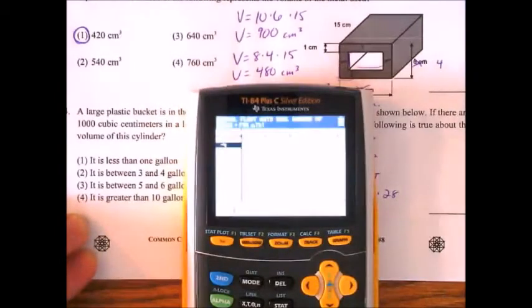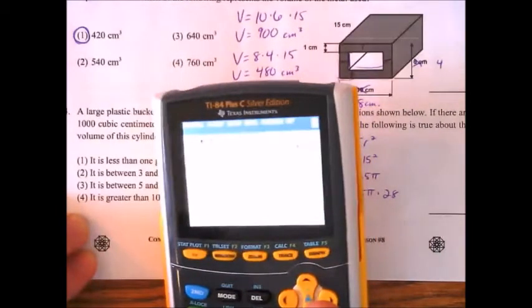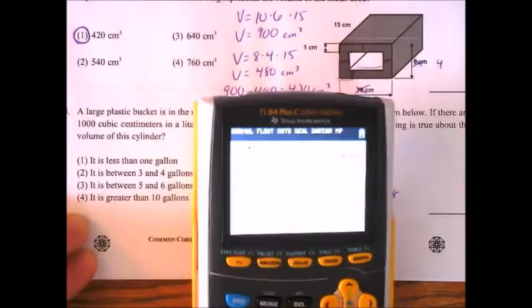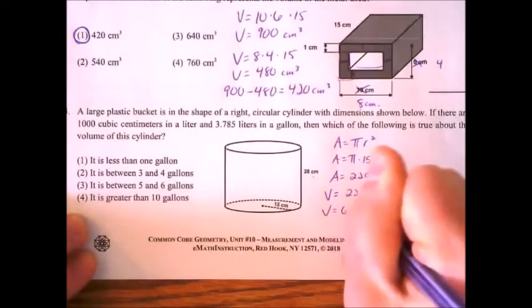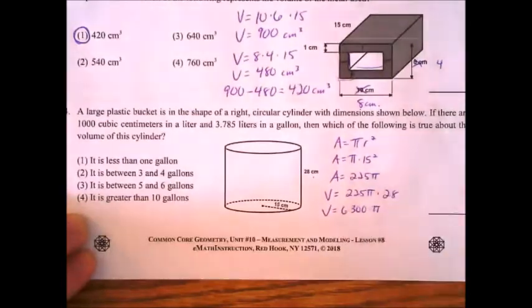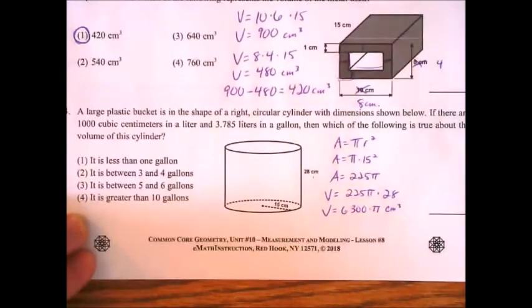I didn't do that beforehand, so 225 times 28. 6,300. I don't know if you can see that. Anyway, it's 6,300. But it's times pi. Right, so that's the volume of the bucket. But that's in cubic centimeters.